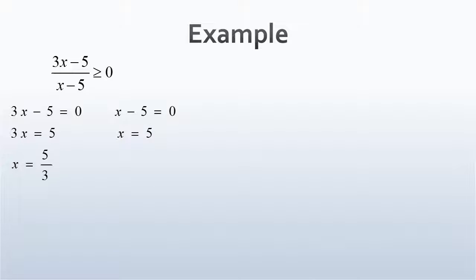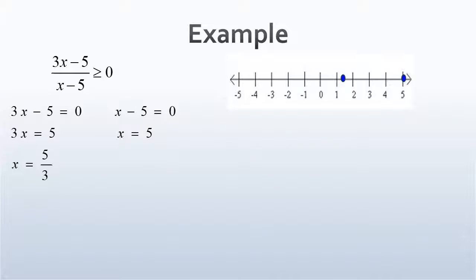Okay, the top and bottom here don't need to be factored. They can't be factored. So we just set each part equal to 0, and we get 2 solutions. We get 5/3 and we get 5. And even though 5 would give us a 0 denominator, we're still going to use it to try to help find the numbers that will work. So we're going to put both of these on our number line.